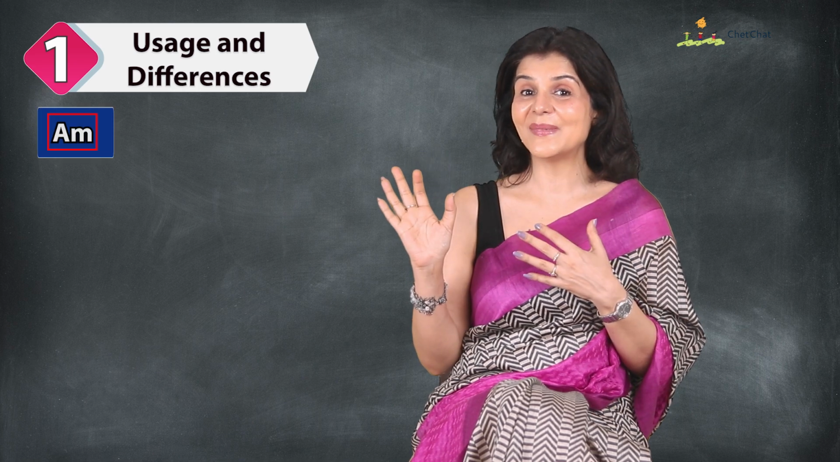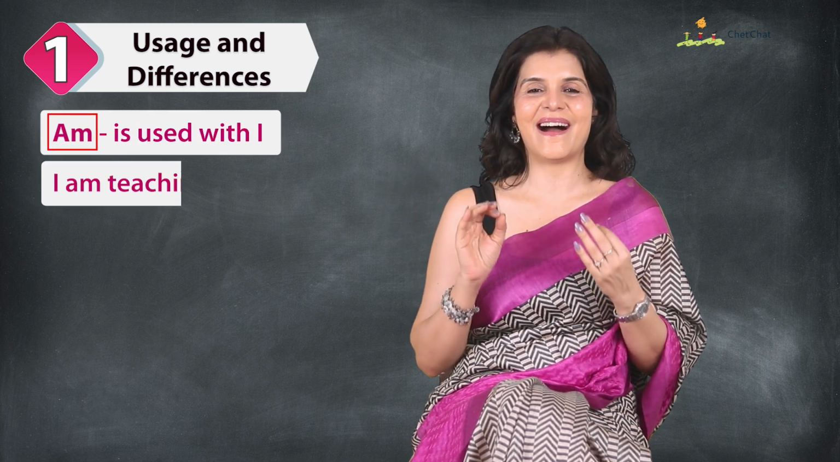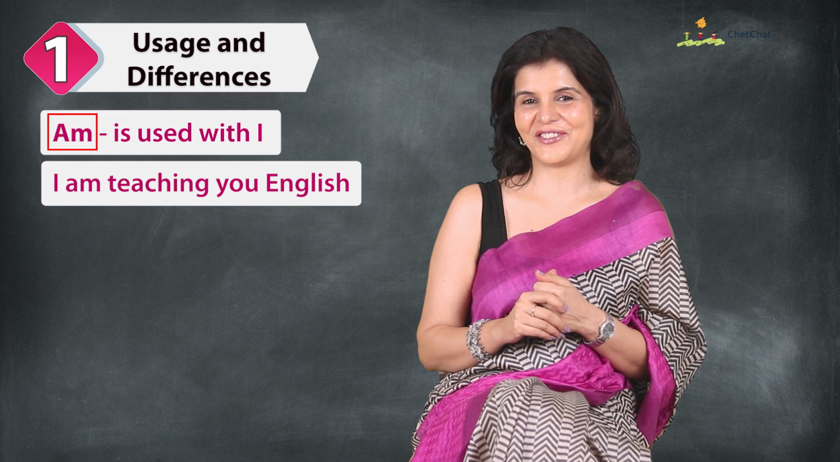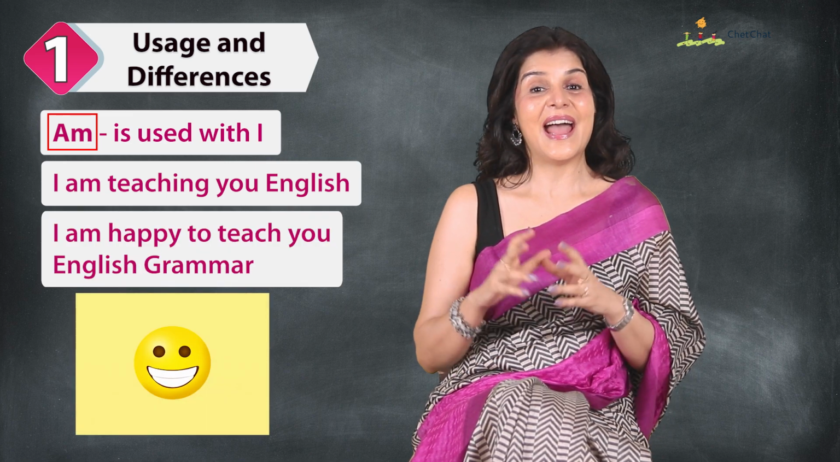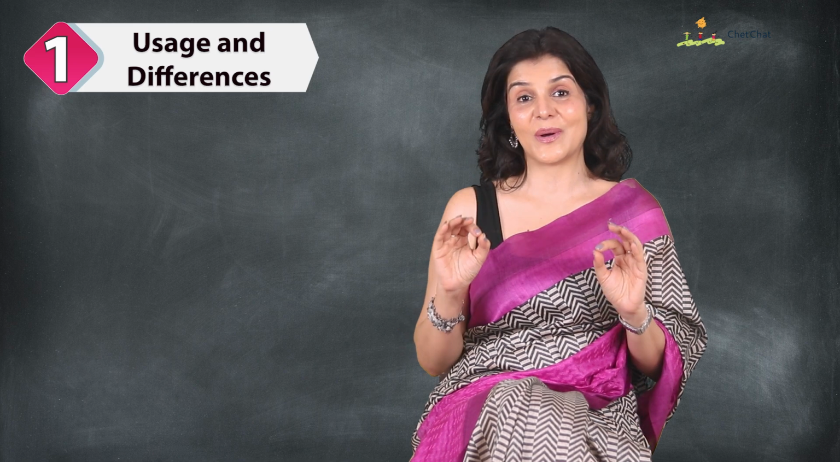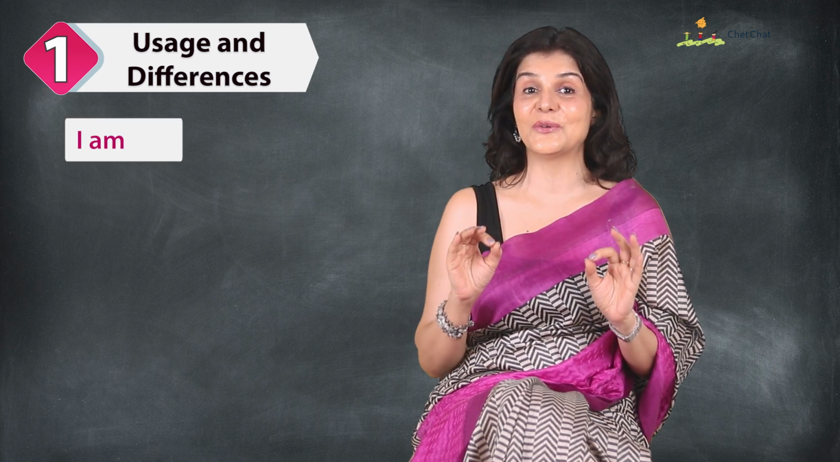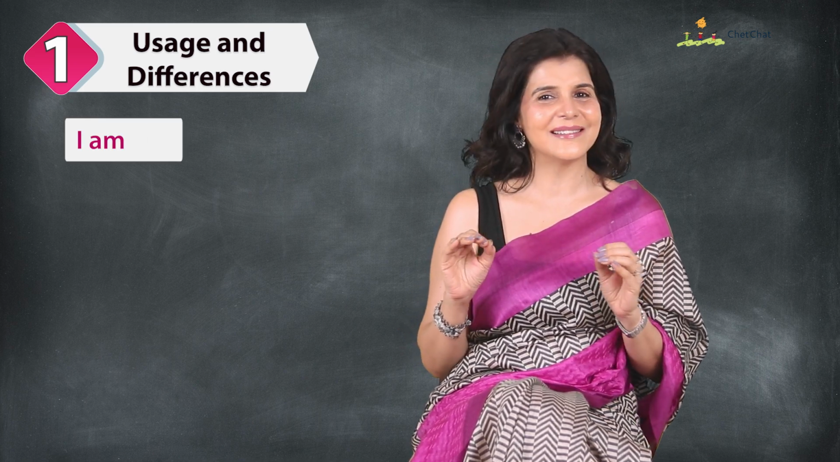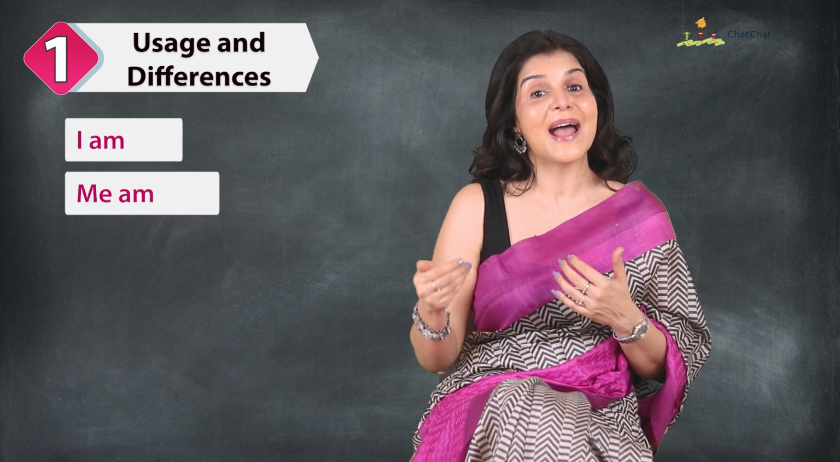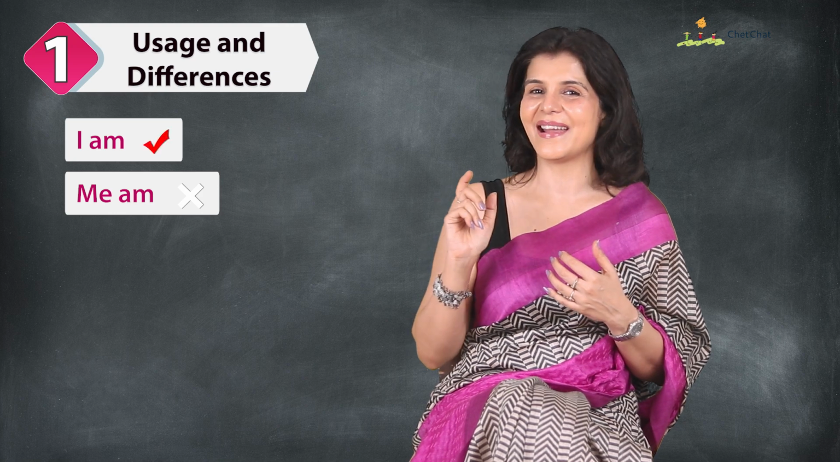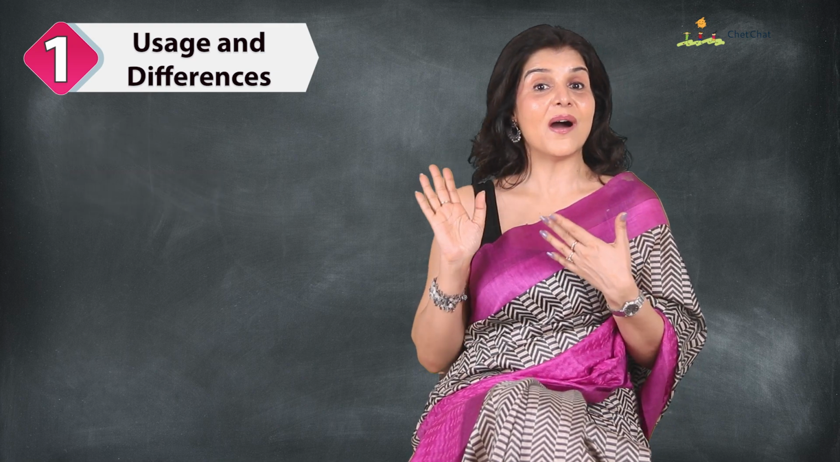Meantime, am is used with I. I am teaching you English. I am happy to teach you English grammar. Am is a simple one because it is only used with I. Nobody else is am, only I am. In fact, me am is also incorrect. I am is correct.